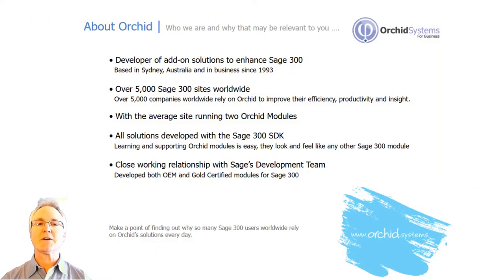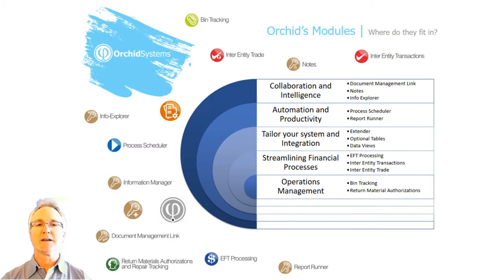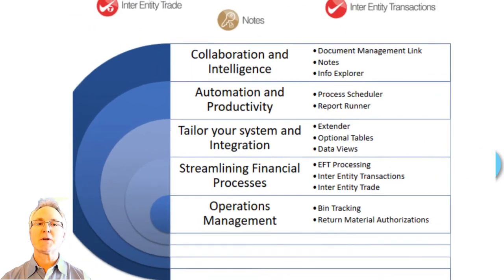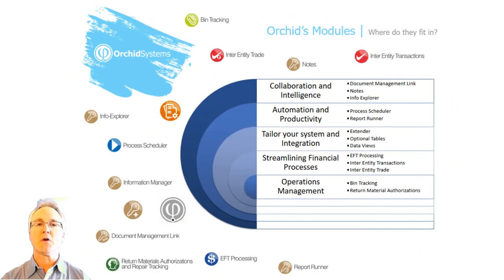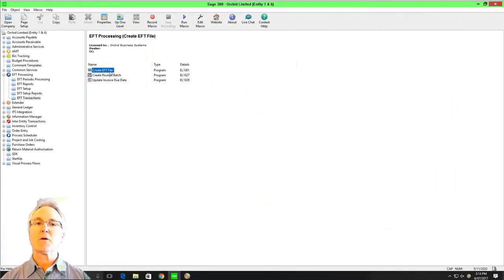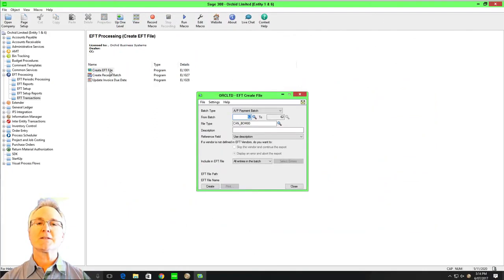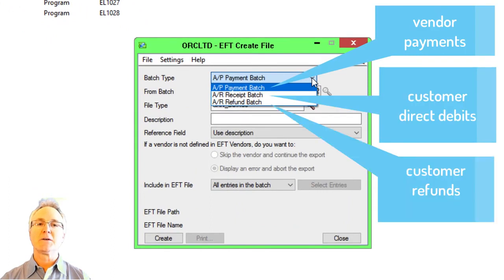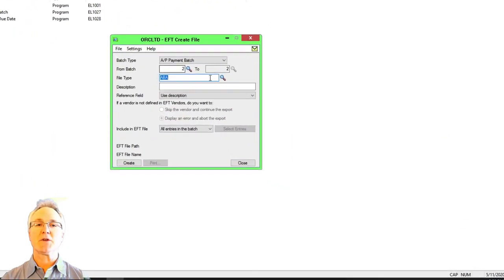Today we focus on EFT processing, an application that is used globally to help support automated payments and receipts as well as refunds for Sage 300 customers around the globe. So if you're an organization that needs to send payments electronically to vendors, to do direct debits to pull money from customer accounts, or manage AR refunds electronically, EFT processing might be a solution for you.